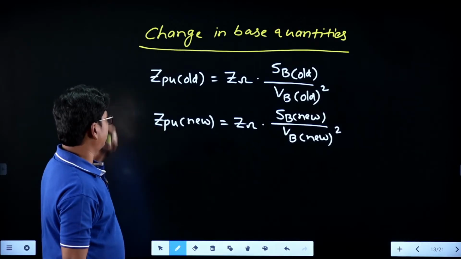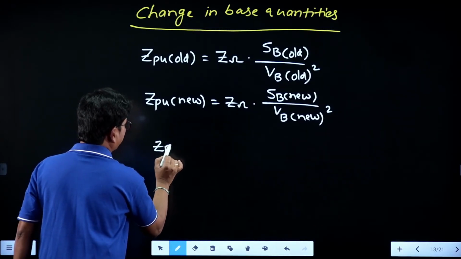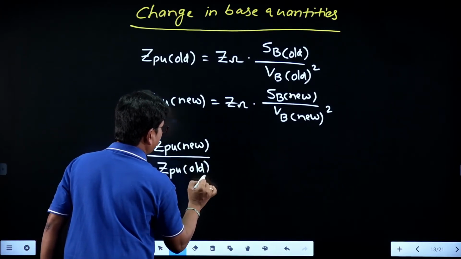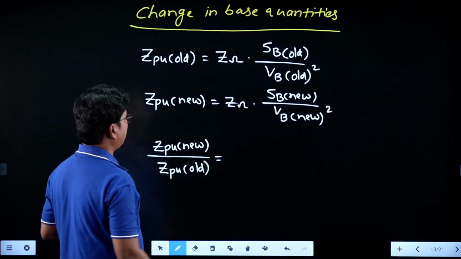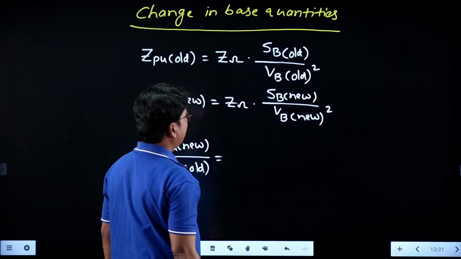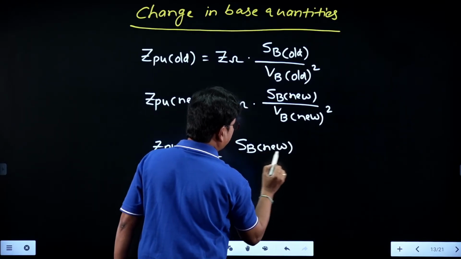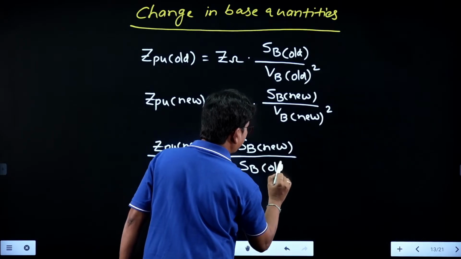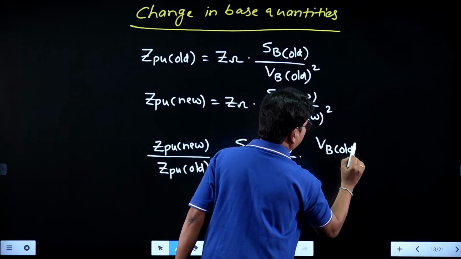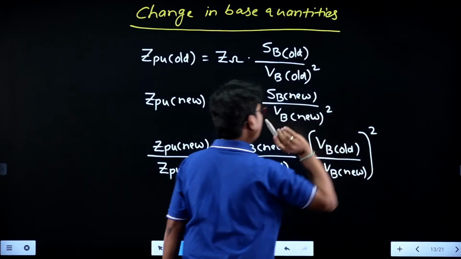Clear, students? Now we will take the ratio of these two. The ratio of these two will be Z per unit new divided by Z per unit old. Z per unit new divided by Z per unit old is equivalent to, just check here, Z in ohms and Z in ohms will be cancelled, right? And it will be S base new divided by S base old, into V base old, which goes to the numerator. It is V base old divided by V base new, whole square.